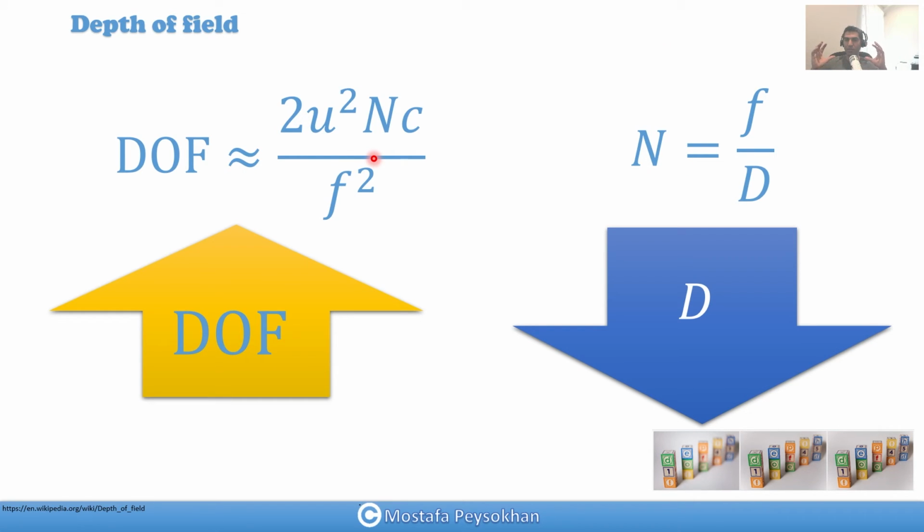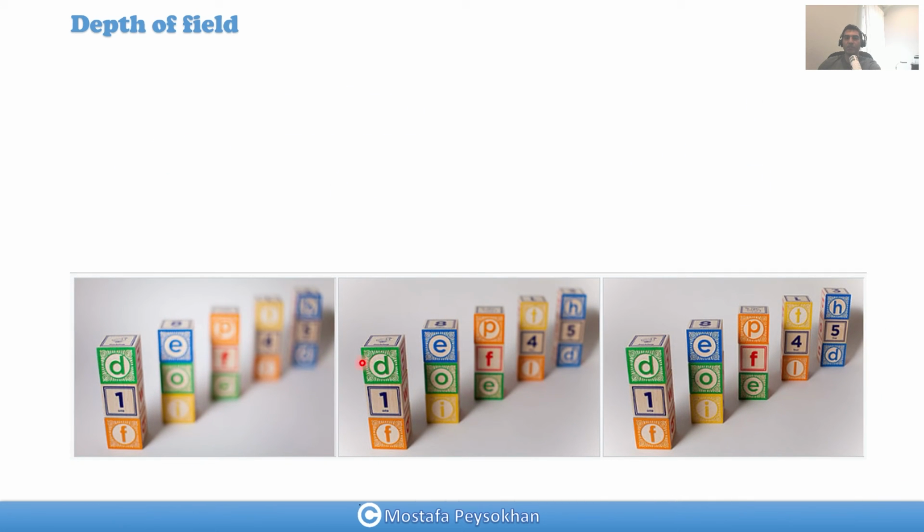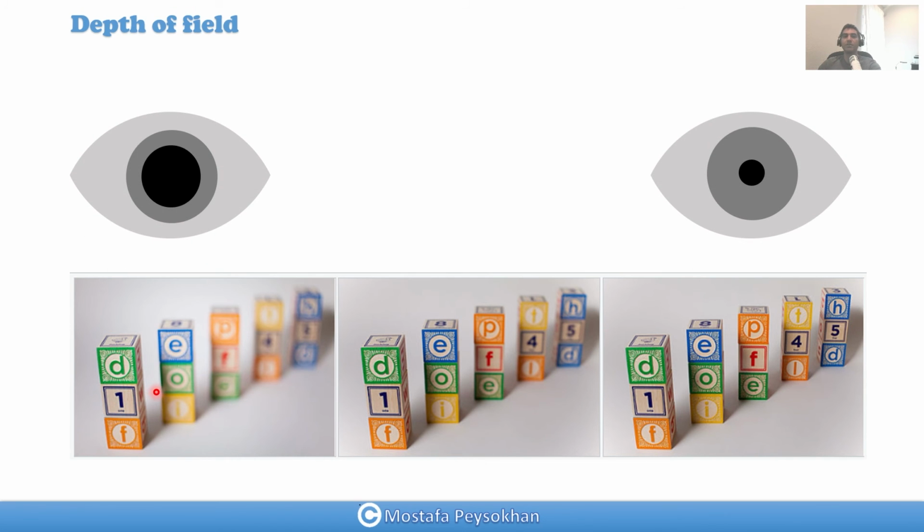So when the stop is smaller, we can see a lot of objects at different distances. But when the stop is bigger, then D goes up, N goes down, and the depth of field goes down. So there is an opposite relationship between depth of field and the diameter of the stop. And that's another thing related to our eye. And right now you can see for these three images, it depends on how you look at them. For this image, the depth of field is small, so the diameter of the stop is high. But for this image, when the depth of field is high, it means that the diameter of the stop is smaller.